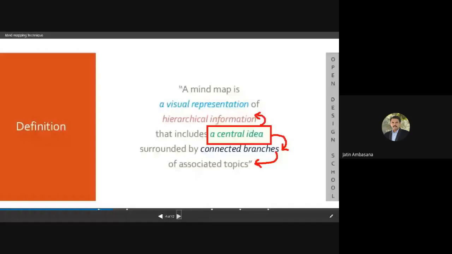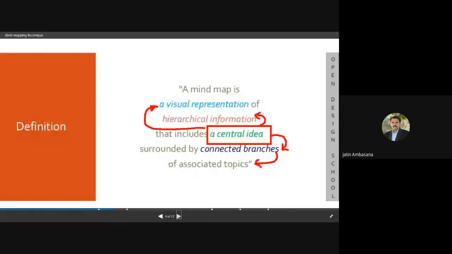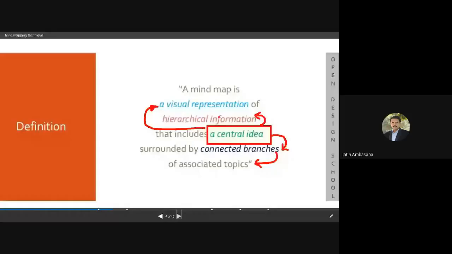So this is just a simple example that I will show. This is how a mind map would look. The whole definition could be broken into a simple mind map. Okay. So that is about mind map, right?